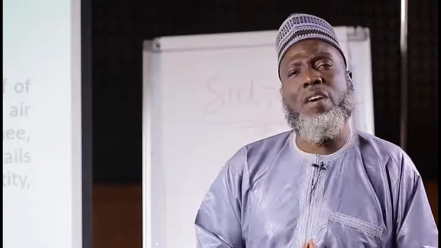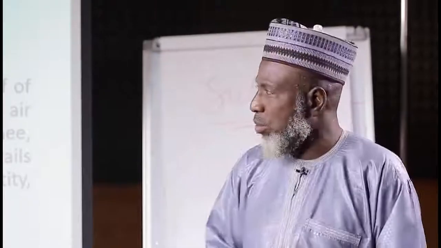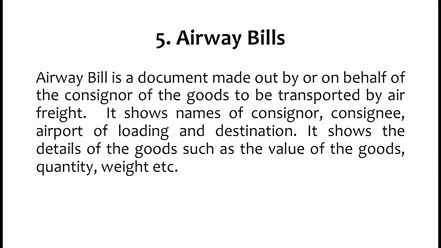Then we go to number 5, which is airway bills. This has to do with air transport. It is a document made out by or on behalf of the consignor of goods to be transported by air. It shows the freight, the amount to be paid for the movement of the goods. It also contains the name of the consignor, the consignee, airport of loading, and the destination of the goods. It shows the details of goods, such as the value of the goods, the quantity of the goods, as well as weight of the goods, so on and so forth.